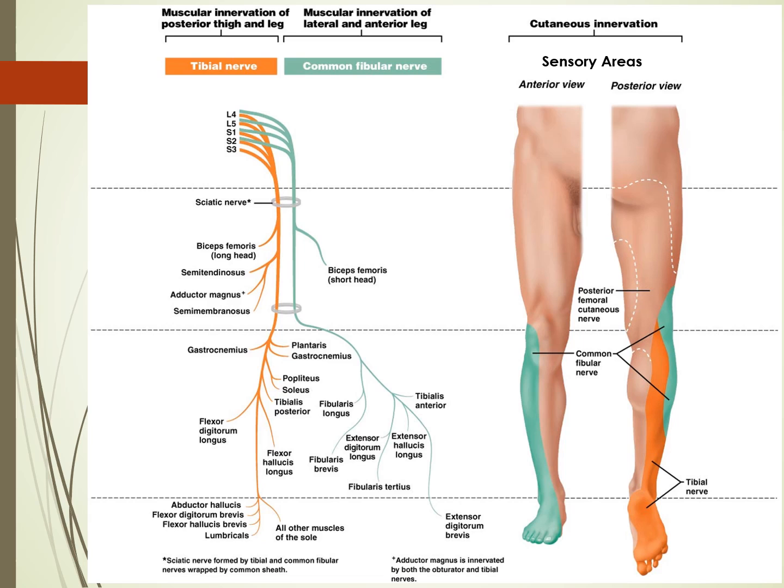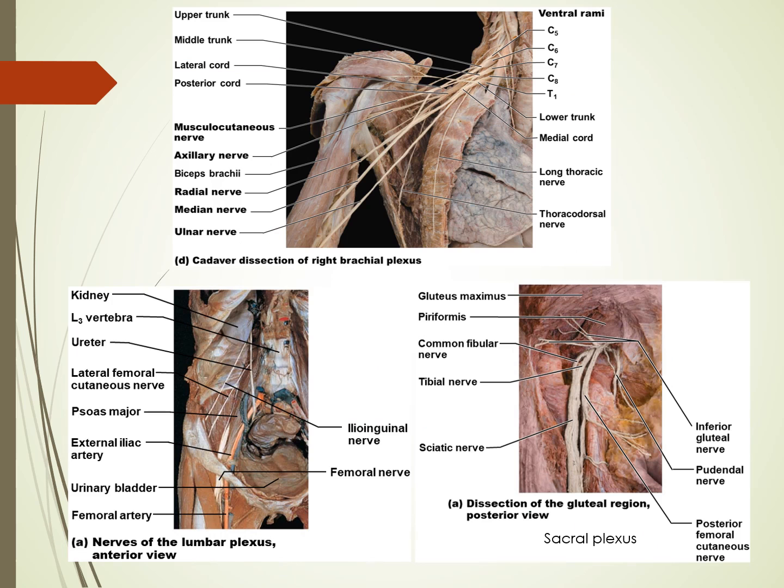Okay. And then the other one kind of curves and goes lateral and anterior, and that's the common fibular, or some people call it the peroneal nerve. And this innervates kind of the anterior and lateral sides of the leg.